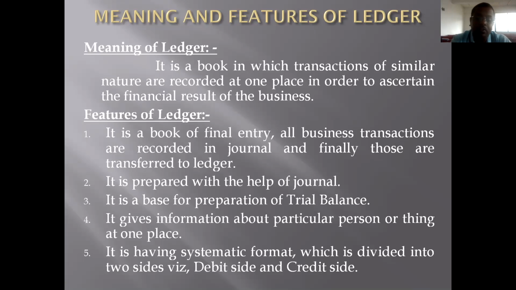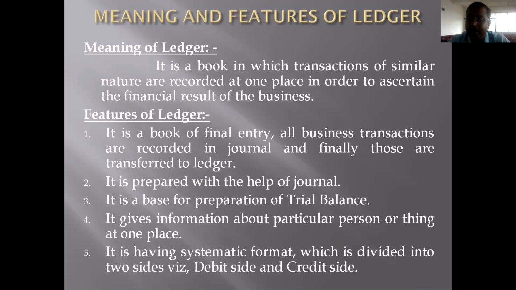Then the last feature of ledger is that it has a systematic format. How? Journal has a systematic format which consists of 5 columns. Like that, ledger has a systematic format which is divided into 2 sides, such as debit side and credit side. Here the left hand side is known as debit side and the right hand side is known as credit side. Understood? If you prepare that account in T shape in your book, then the left hand side of that account is called the debit side, and the right hand side is called what? It is called the credit side.